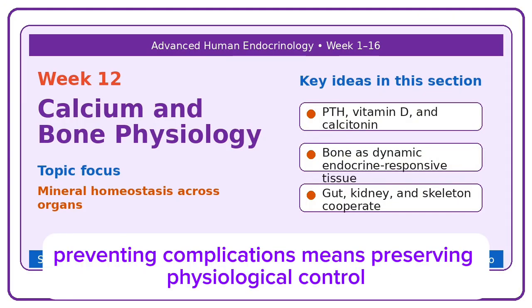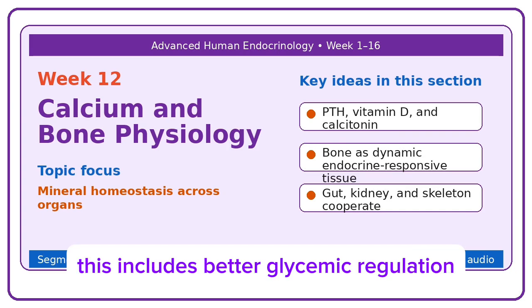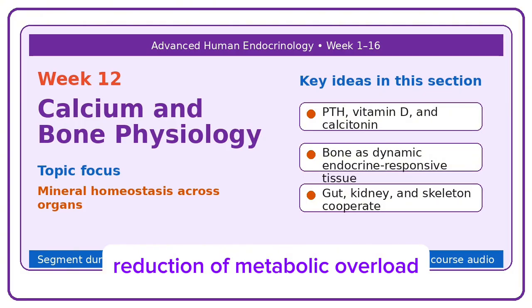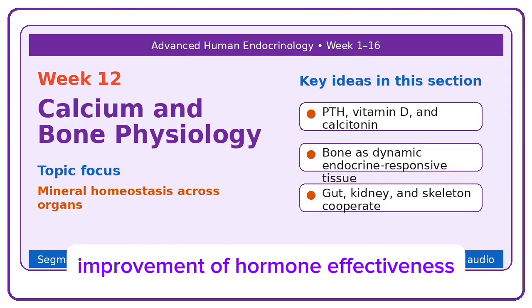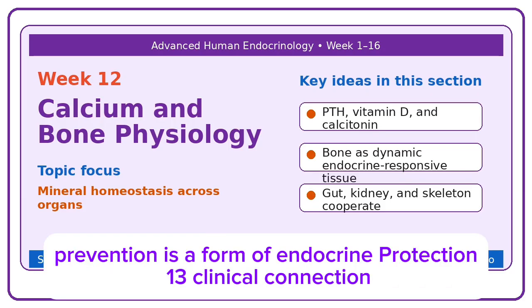12. Prevention as endocrine protection. Preventing complications means preserving physiological control before chronic injury accumulates. This includes better glycemic regulation, reduction of metabolic overload, improvement of hormone effectiveness, and management of associated systemic risks. In this sense, prevention is a form of endocrine protection.